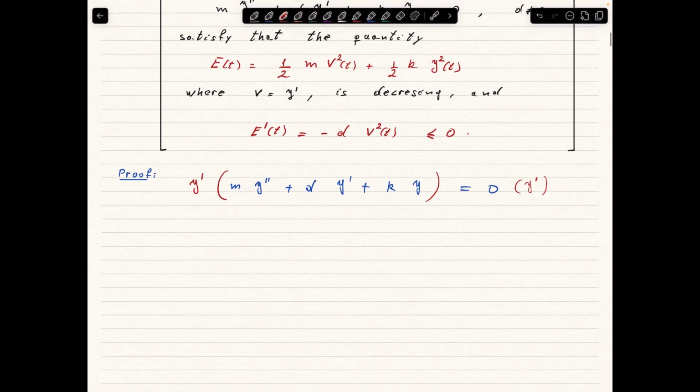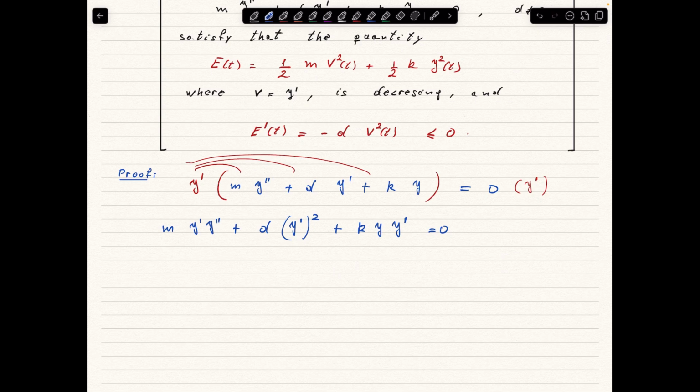So we are going to now distribute in 3 terms over here. So we end up with mass, then the first derivative and the second derivative, and now notice the first derivative squared, and then k, the function, and the derivative equals 0. So let's introduce now the velocity as y prime, and then all this can be written by the chain rule as we did before, 1/2 mass velocity squared, prime.